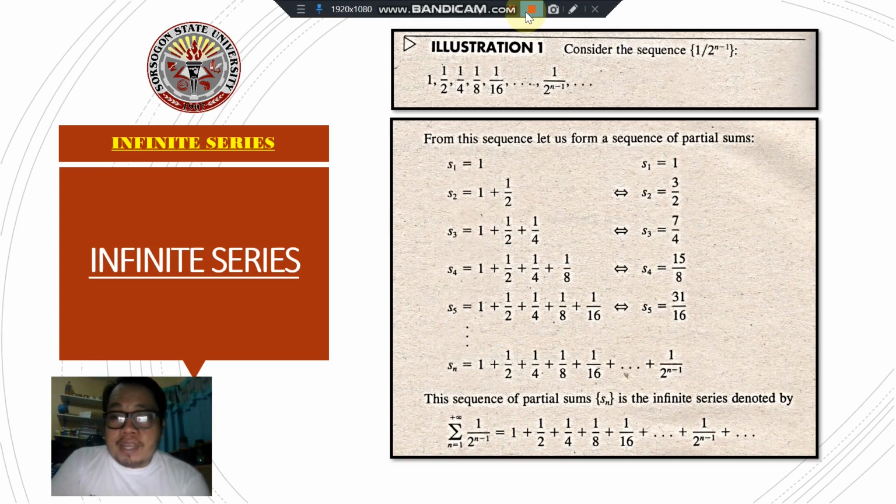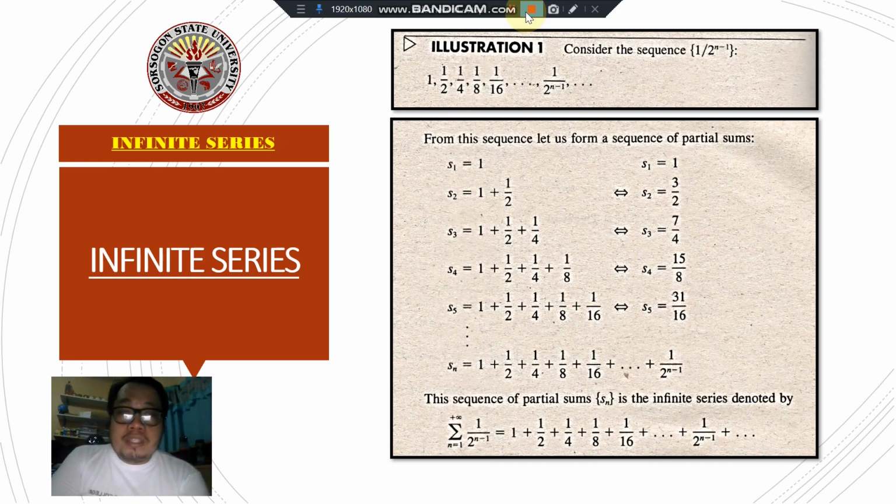Okay, so now let's have some illustration in which we can differentiate a sequence of partial sums from an infinite series. Now consider the sequence 1 over 2 raised to n minus 1. Given this sequence, the first term is 1 as stated on the slide, then followed by 1 half, 1/4, 1/8, then 1 over 16 up to 1 over 2 raised to n minus 1 as the nth term up to infinity.